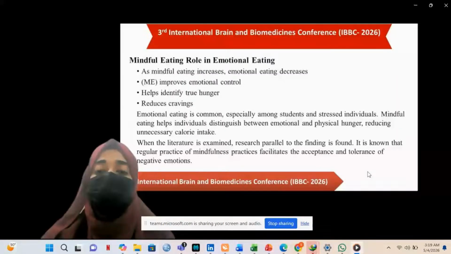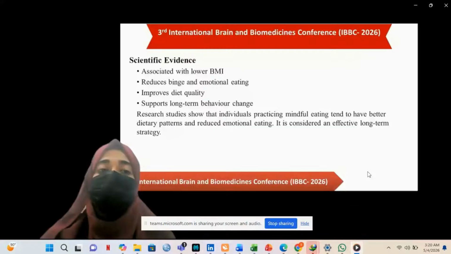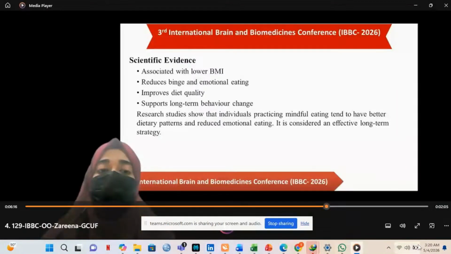The scientific evidence shows that mindful eating is associated with lower BMI. A person who practices mindful eating has lower BMI, reduced binge and emotional eating, improved diet quality, and supports long-term behavior change. Research studies show that individuals practicing mindful eating tend to have better dietary patterns and reduced emotional eating. It is considered an effective and long-term strategy.